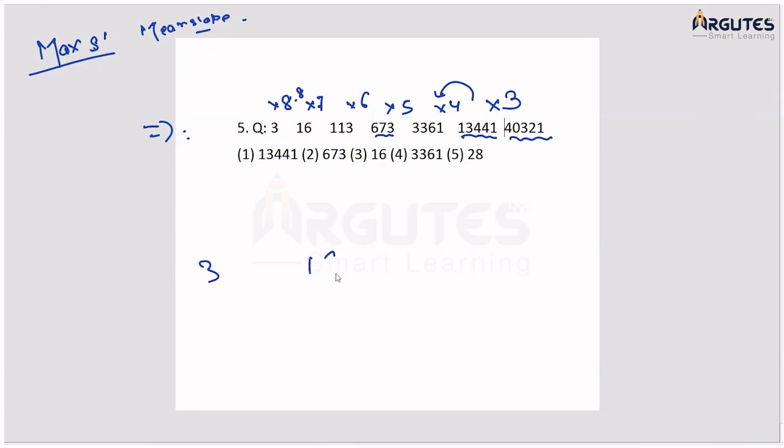So we will write here 3, 16, 113, 673, 3361, like this. So 3 × 8, 24, minus 8, 16. Okay, 16 × 7, 112, plus 1, that is 113. Then 113 × 6, that is 678, and it's minus 5. So by looking at the three results, it seems that some number must be wrong, either 3, 16 or 113, because the rules are not getting confirmed.